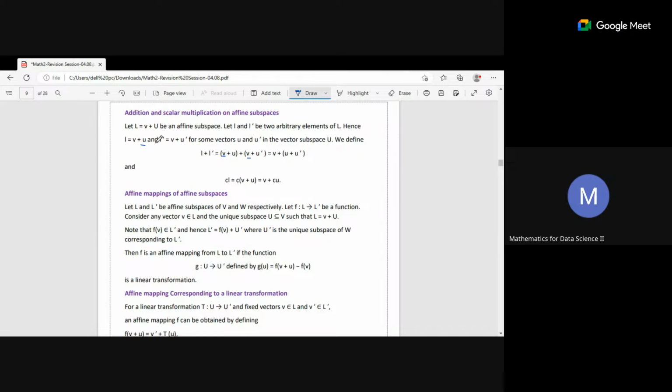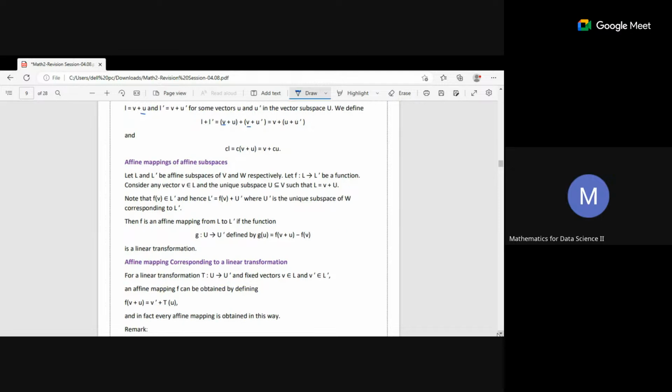Okay, so the addition and scalar multiplication we are doing only for the component from the subspace and not the vectors. Okay, fine. So now when you have affine subspaces, you can define affine mappings corresponding to these linear transformations.